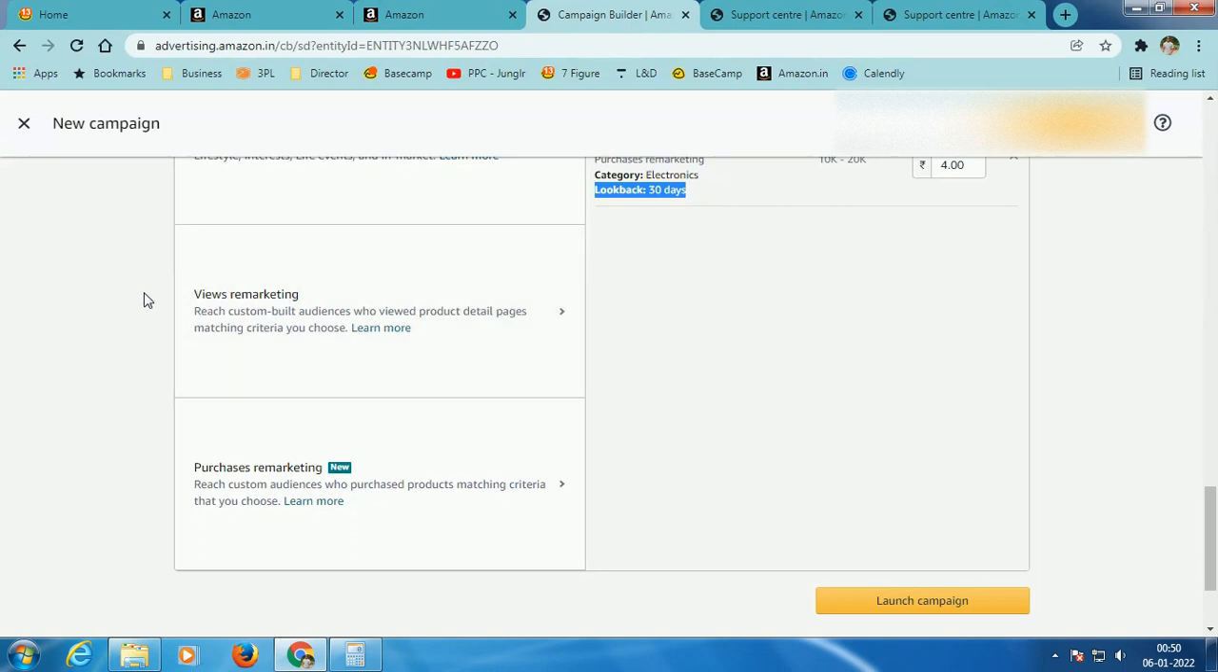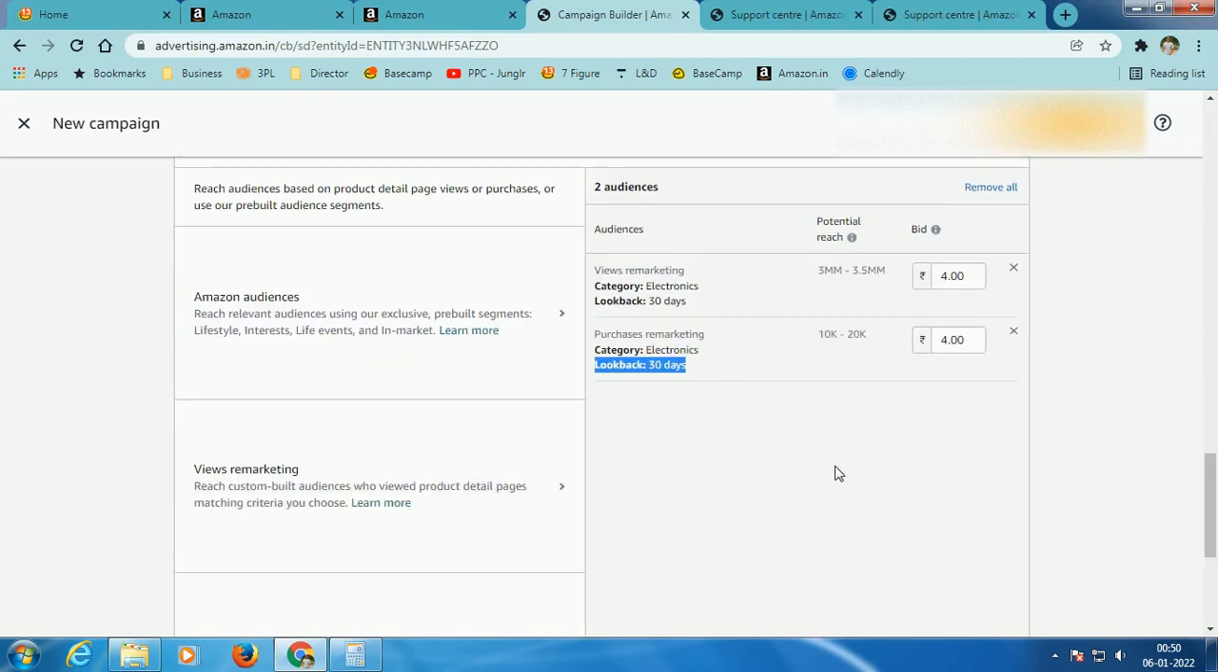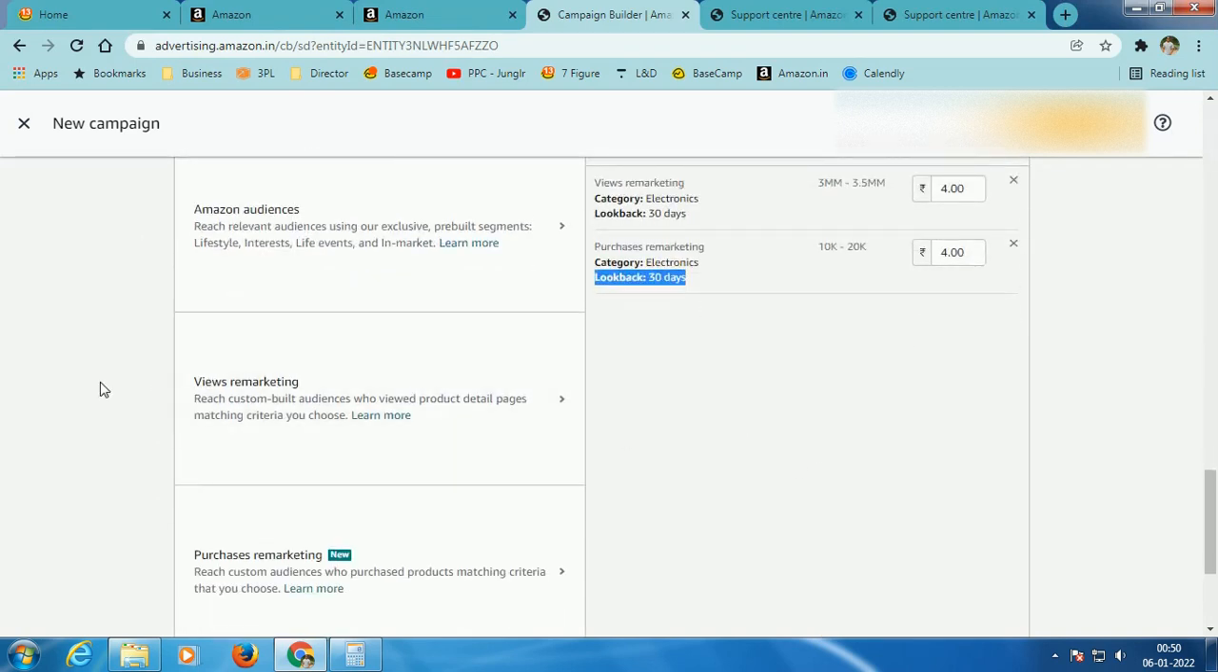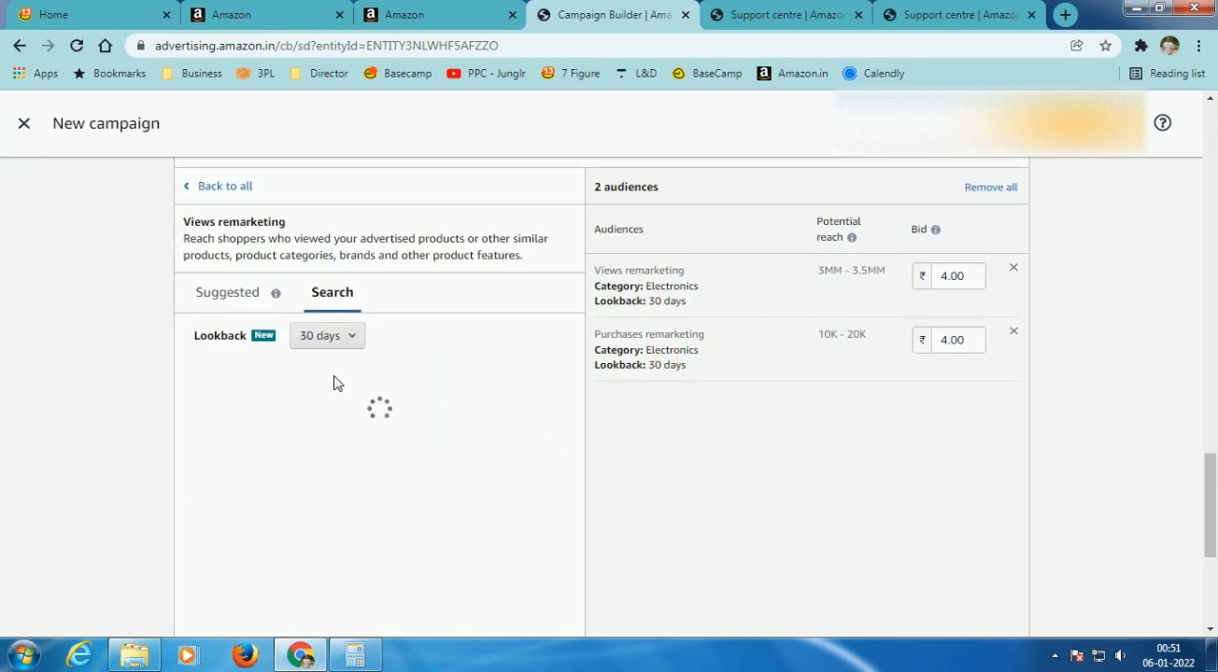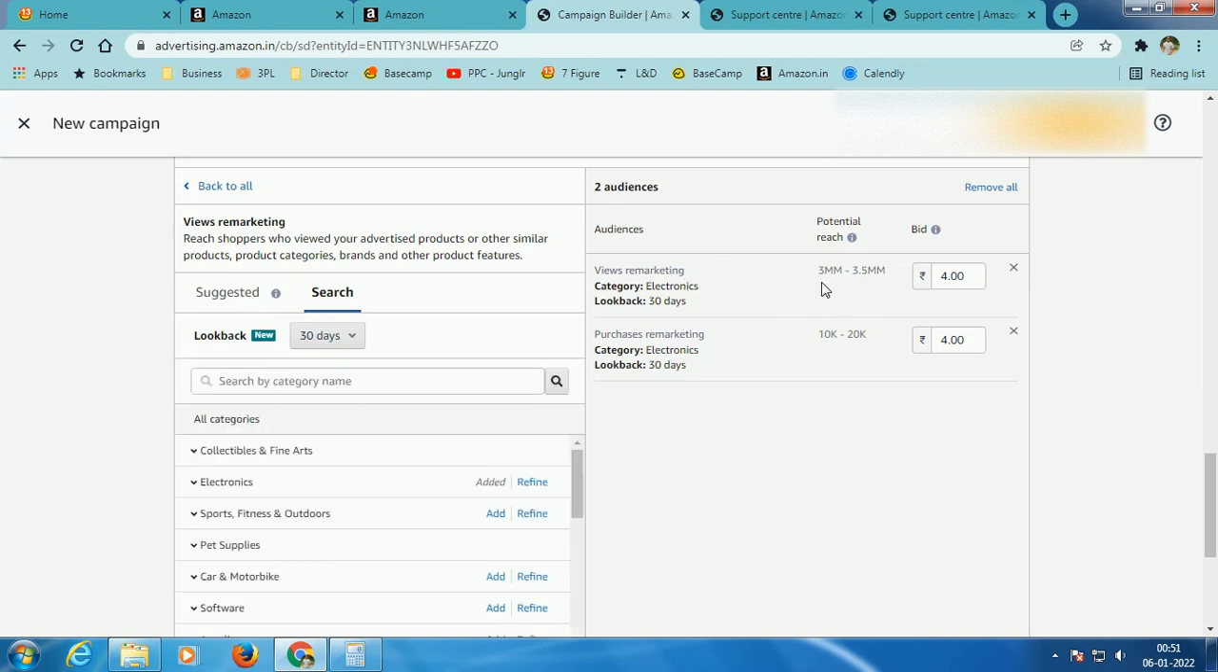Now for our session, I've just looked into one category. I've selected the electronics category. When I select electronics, I've selected views remarketing, and then in search I've selected electronics. Now when I selected electronics, I got to view this data, right? Now what is this data telling me? This data is telling me that in the last 30 days, some 3 to 3.5 million people have looked at or opened specific product detail pages, right?